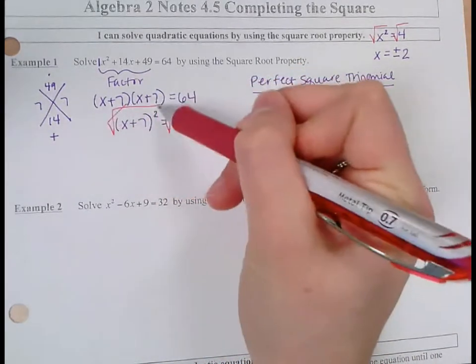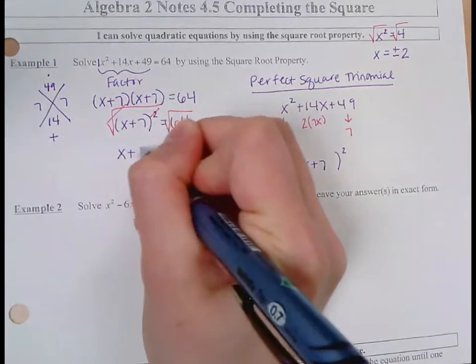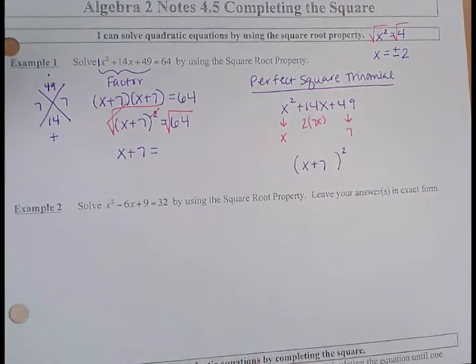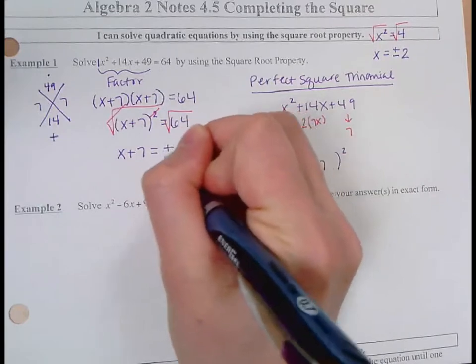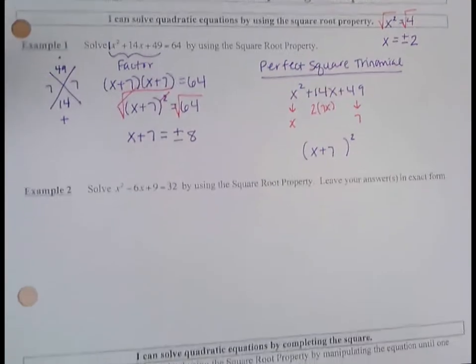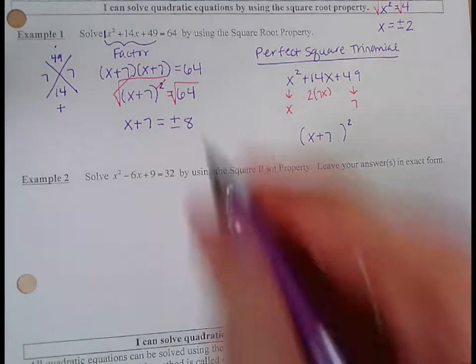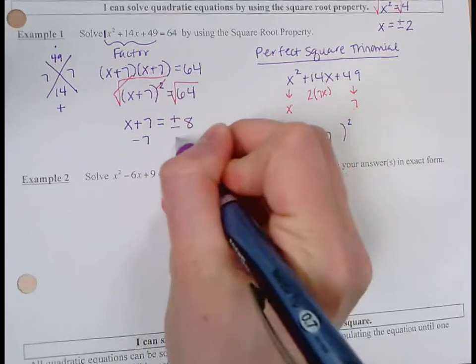So that'll cancel out that power of 2 on the left side, and you'll just be left with x plus 7. And then when I take the square root of 64, it is a perfect square, so I get plus or minus 8. And then to finish solving for x, I would subtract 7 from each side.